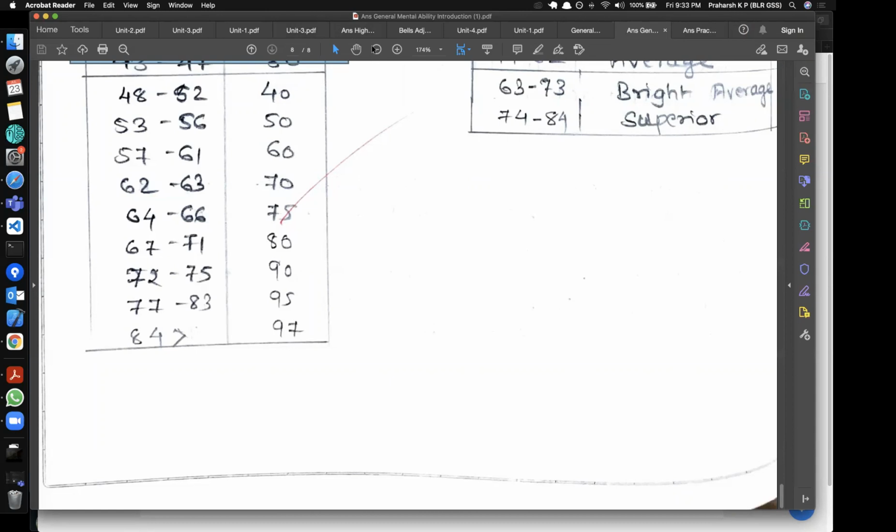Will they ask, like, one question: 63 to 73, it is bright average? You don't have to learn it by heart. That scale, that key and norm is given to you. No, I know. But in viva, if they ask, can you just tell me what 63 to 73 means? No, they won't ask you things like that because it's difficult to remember the ranges, right? So normally in your keys and norms, it is given to you. I don't think they will ask this kind of tabulation questions.